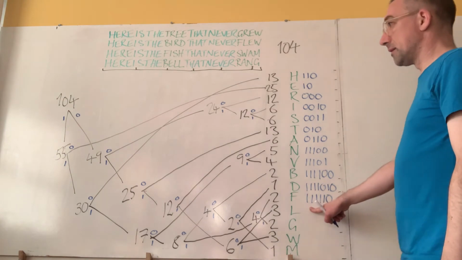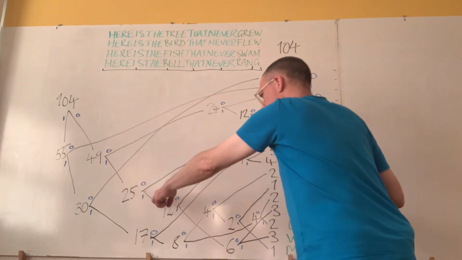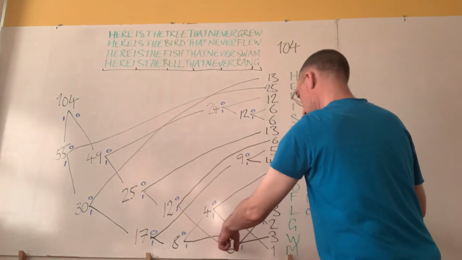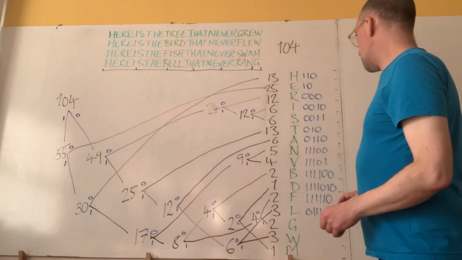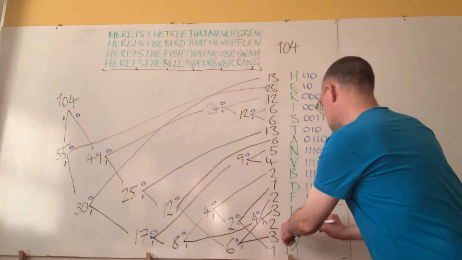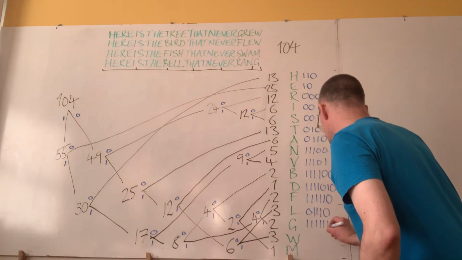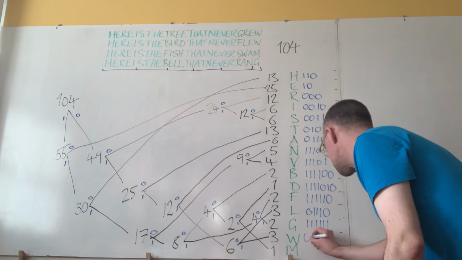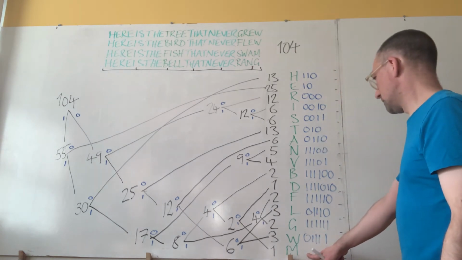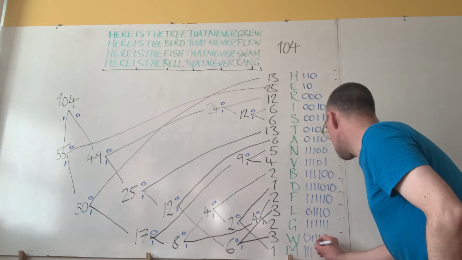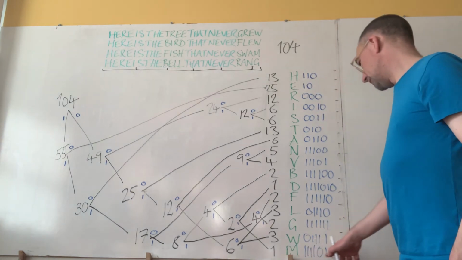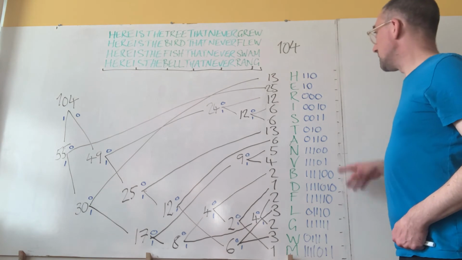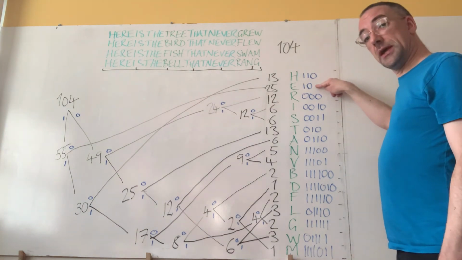For L, we have 0, 1, 1, 1. For G, that's the other way from F, so 1, 1, 1, 1, 1, 1. For W, that's just the neighbour of L, we have 0, 1, 1, 1, 1. And M is the neighbour of D, so that's 1, 1, 1, 1, 0, 1, 1. All the way to 7 length codes for M and D, whereas only length of 2 for E.